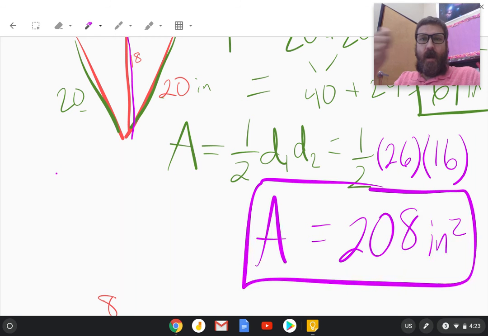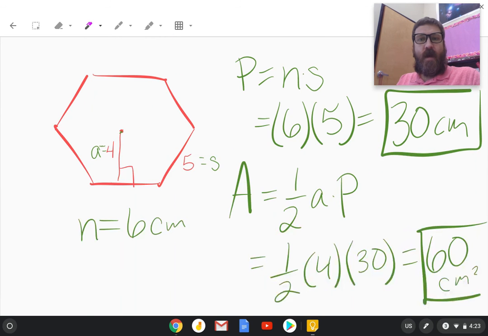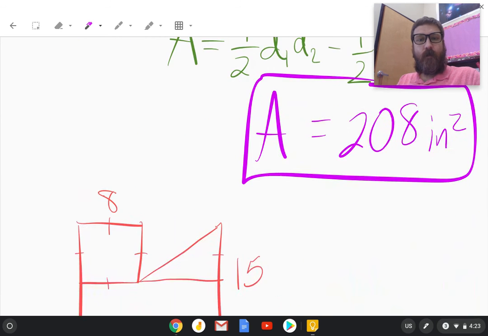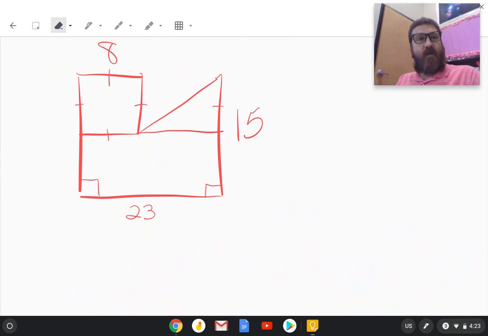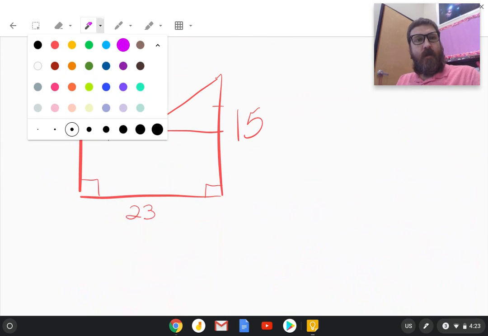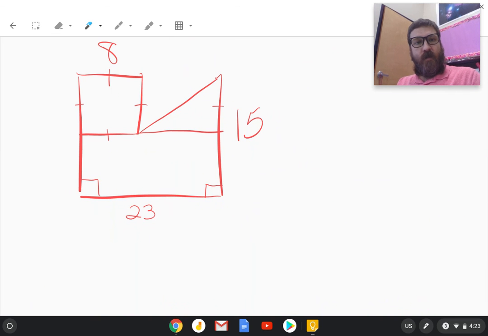So that covers area and perimeter of kites and regular polygons. Then they deal with composite figures. Composite figures are shapes made of other shapes. So we're going to call this area 1. We're going to call this area 2. We're going to call this area 3.